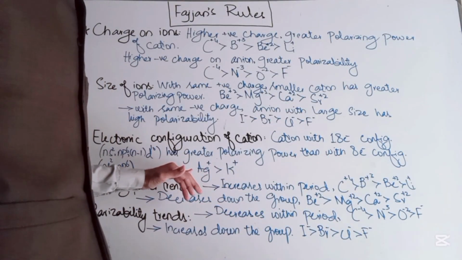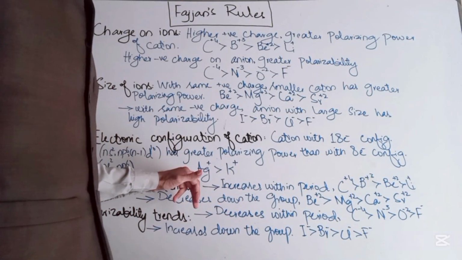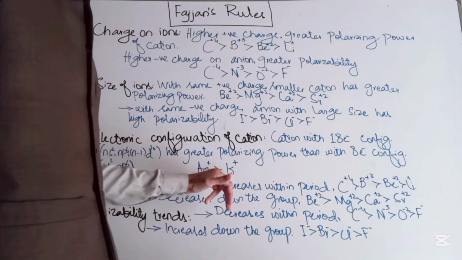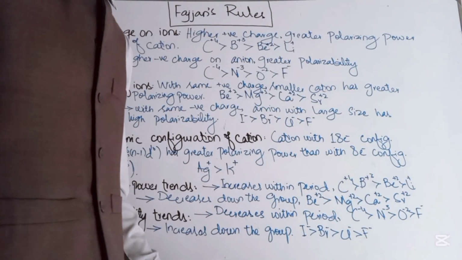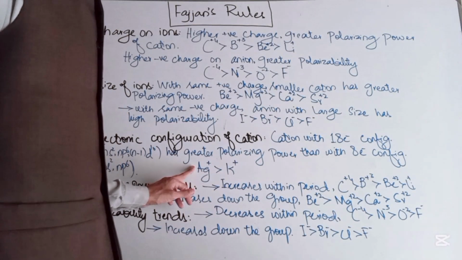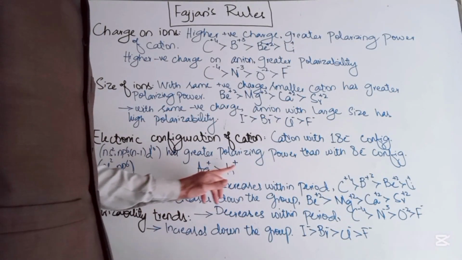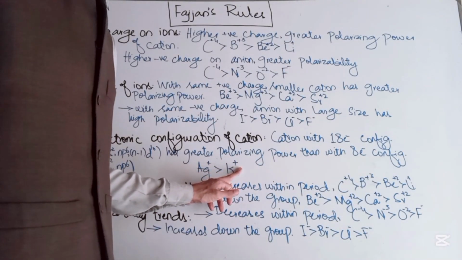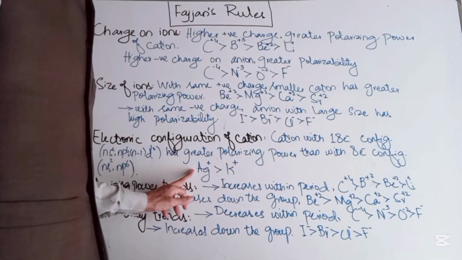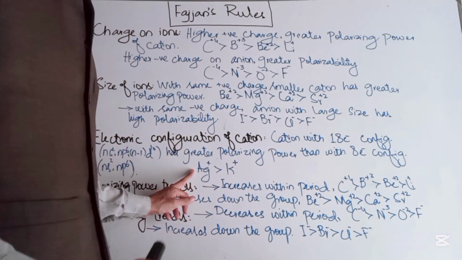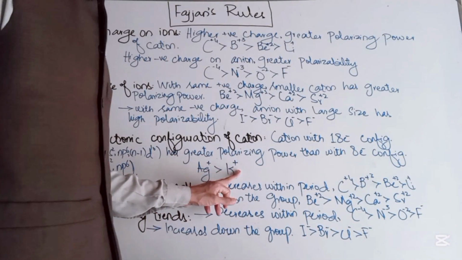An example given here is that the polarizing power of Ag+ is greater than the polarizing power of K+, and you know that silver belongs to the transition metals and potassium belongs to the typical elements. So a transition element cation has greater polarizing power as compared to that of the non-transition.